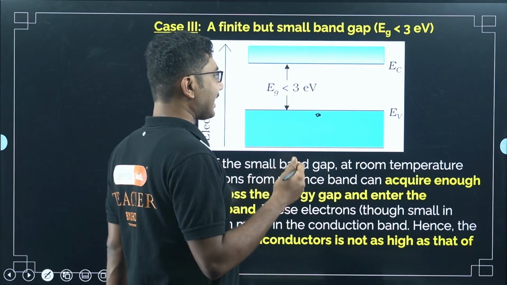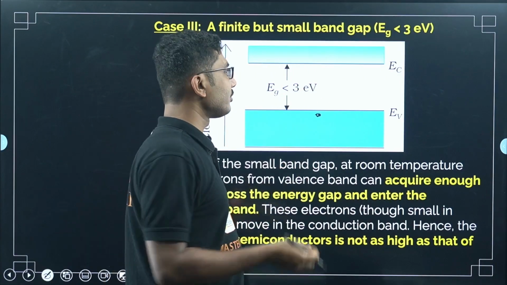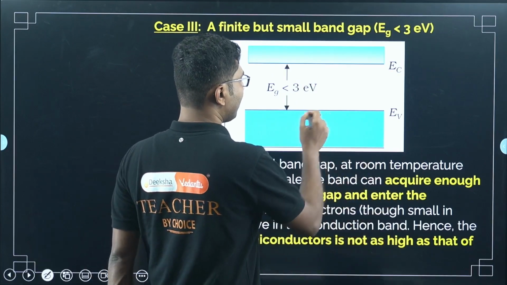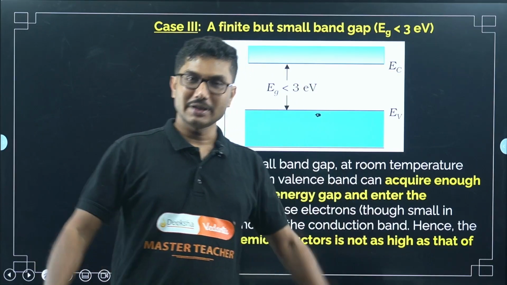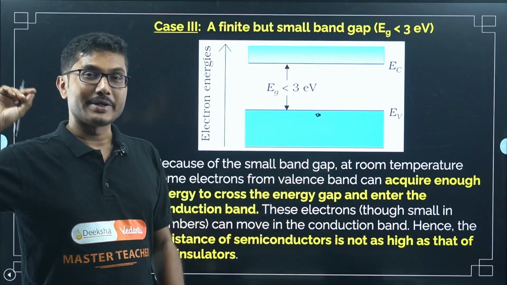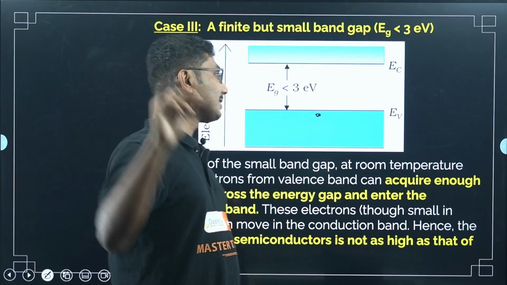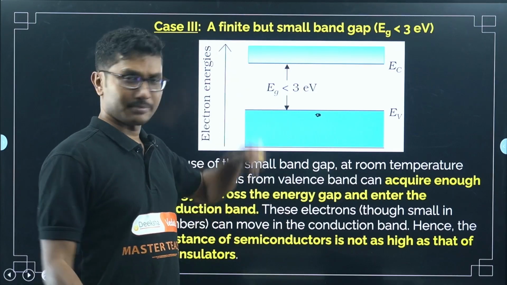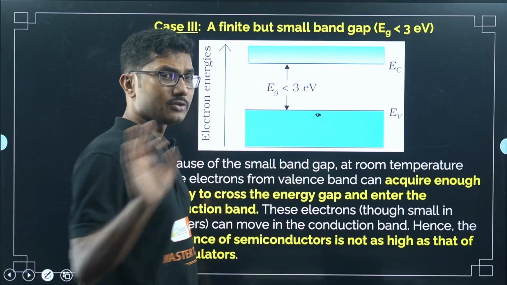Okay, so at absolute zero, normally it is not possible for an electron to jump from the valence band to the conduction band. Absolute zero means minus 273 degrees Celsius. At that temperature, it is difficult for an electron to jump from the valence band to the conduction band. There are different ways, but normally it is not possible.